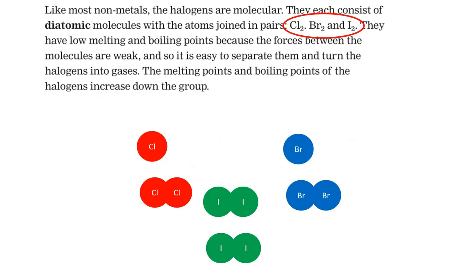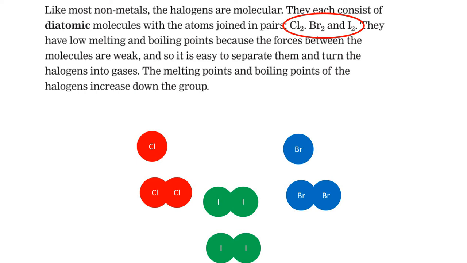Okay, so like most other non-metals, the halogens go around as molecules, so they don't just exist on their own as individual atoms, they exist as molecules. Now these molecules are diatomic. Diatomic means it's got two atoms, because di means two. So if you have a diatomic molecule, it's got two atoms in it.